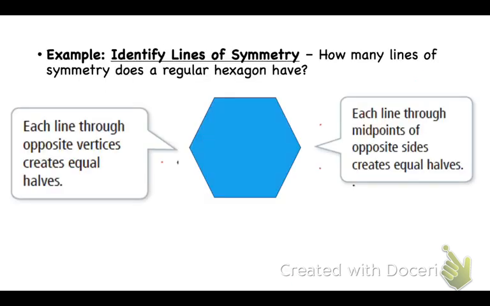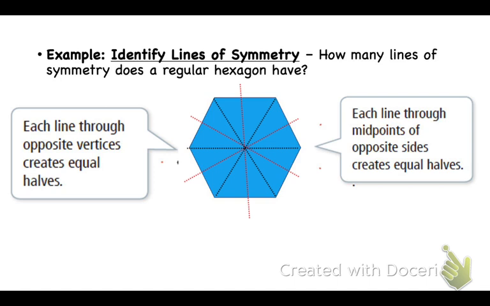Okay, it says identify the lines of symmetry. How many lines of symmetry does this hexagon have? So I can put them through all the midpoints. So the midpoints would be 1, 2, 3, 4. I also can put them through the middle. I could also do the vertices. 1, 2, 3. Anything else? I don't think so.